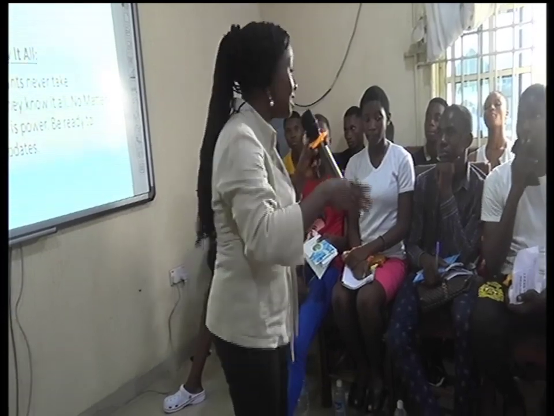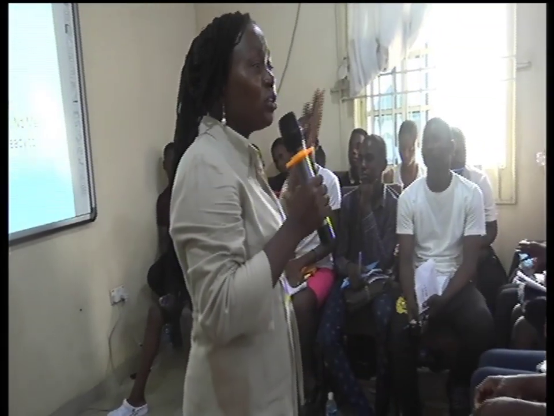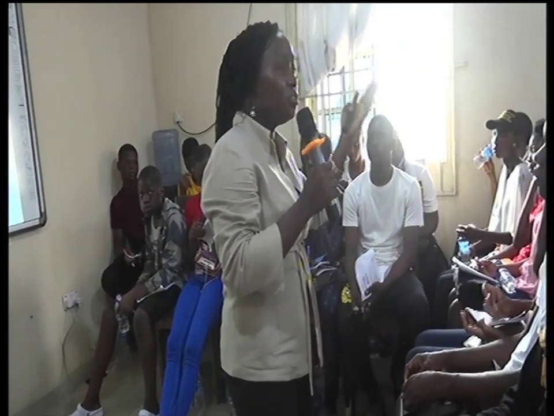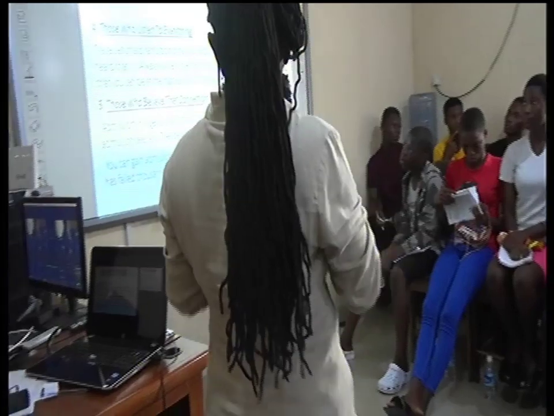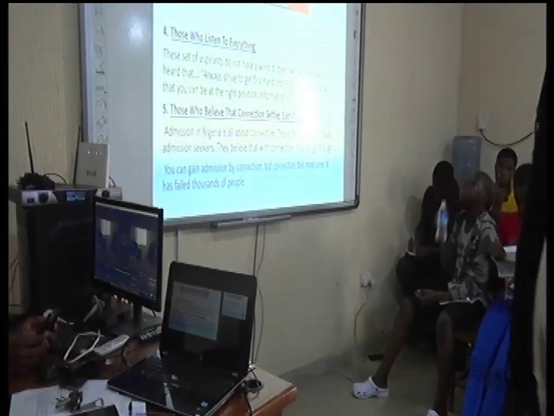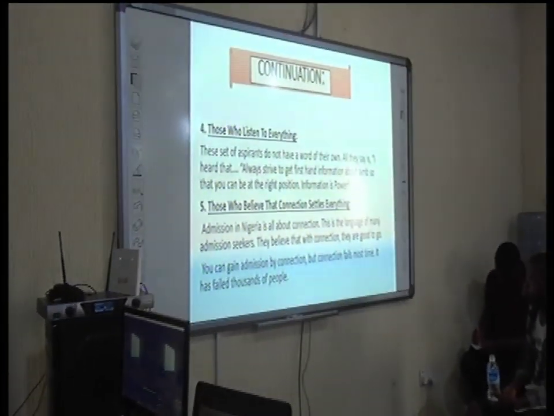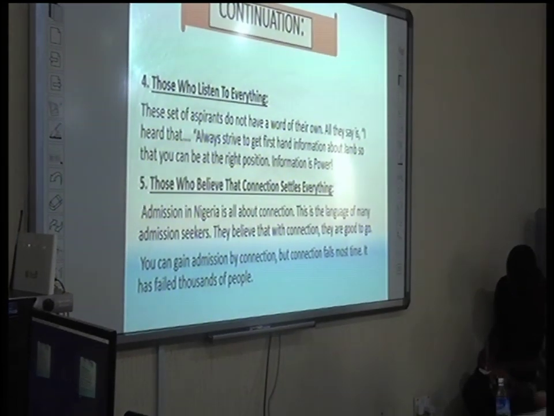Check websites. If you are going to a school, always check the school website. Check JAMB website. Because it's not every information that you will get that is correct. Do you understand? So, those who listen to everything, like I said, it's not every information. Sometimes your friends, when you listen to your peers, they will mislead you. Like I said, know where to go for information and know who to ask.